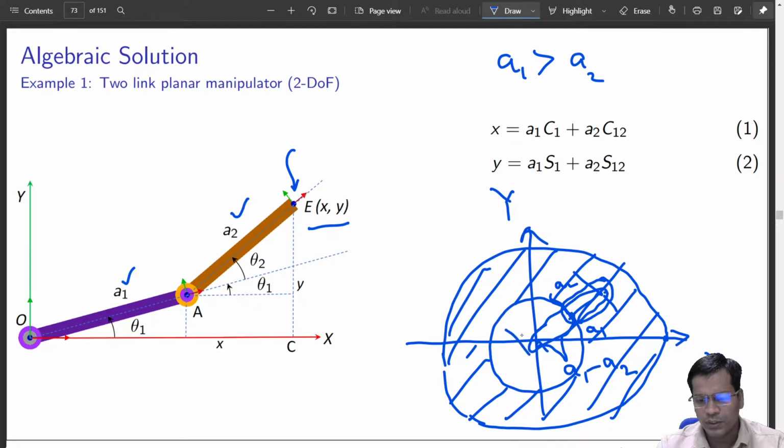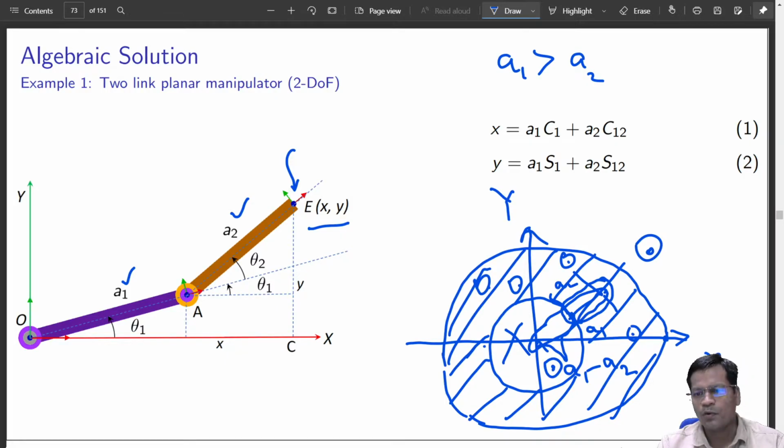It cannot go to this region at all. Okay, so this is the reachable workspace of this robot. a1 plus a2 to a1 minus a2, an annular space where your robot can go. So this is your reachable workspace. In order to make these equations solvable, your point should lie anywhere within this region. If you lie somewhere outside or somewhere inside, you cannot solve these two equations.